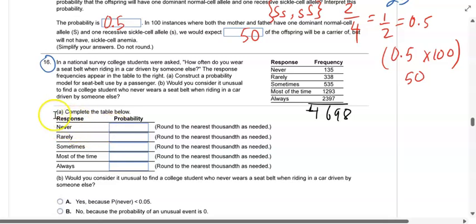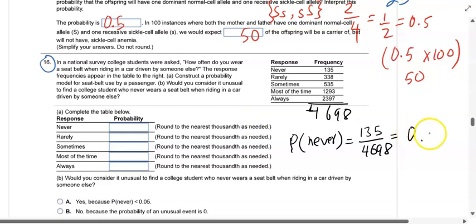In other words, what's the probability that the person says they never use the seat belt? You're looking for the probability of never. And how many say never? 135 say never, divided by 4,698. That's the total. If you divide and round to the nearest thousandth, which is 3 decimal places, you'll get 0.029. Therefore the first box is going to be 0.029.